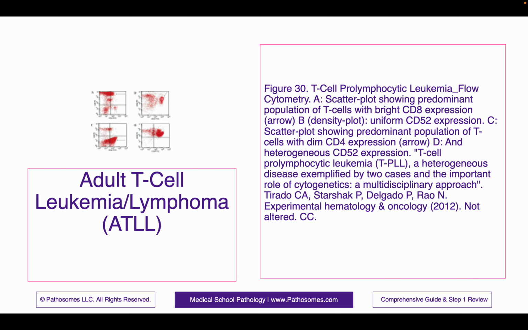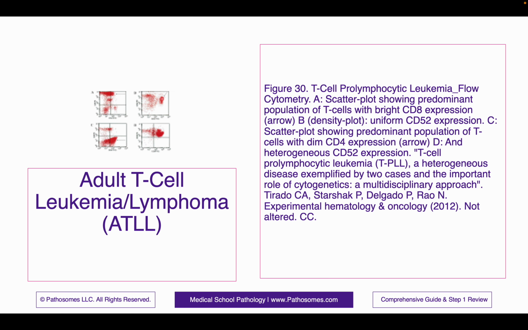With regards to flow cytometry, know that T-cell prolymphocytic leukemia can be further supported by flow cytometry, showing bright staining with CD8 expression, uniform staining with CD52, and also you want to be on the lookout for CD4 expression to some degree. Those are key takeaways.